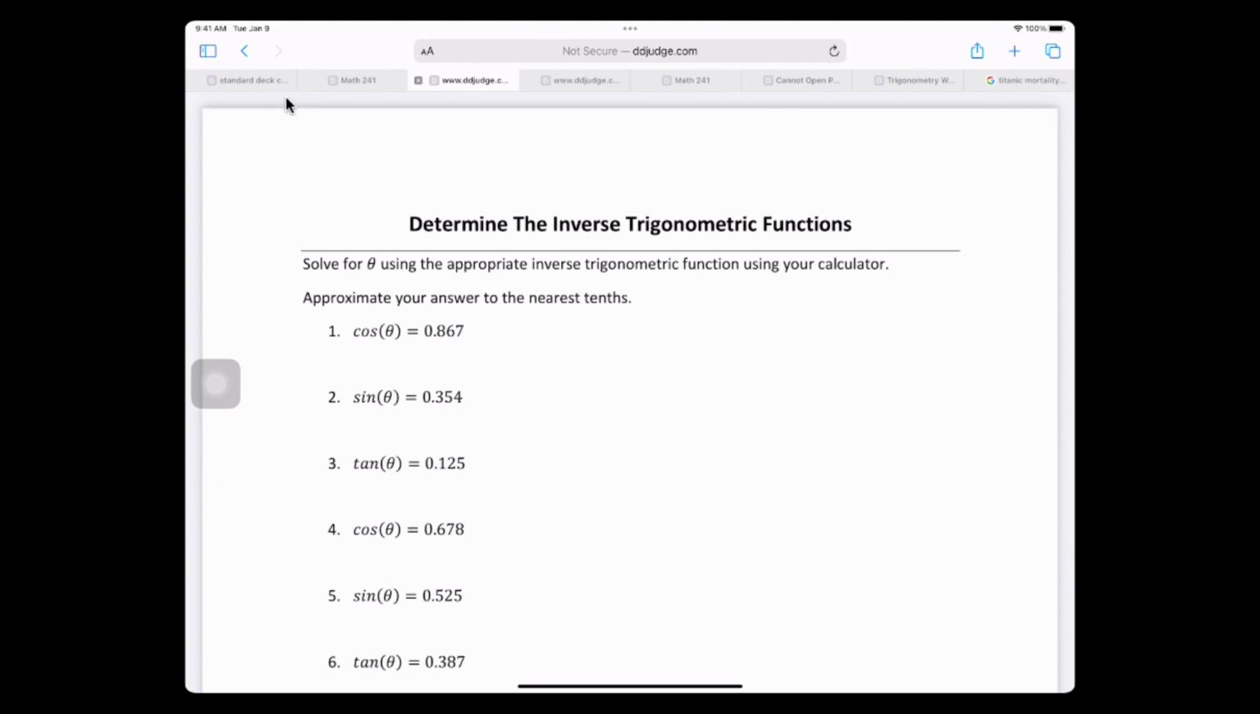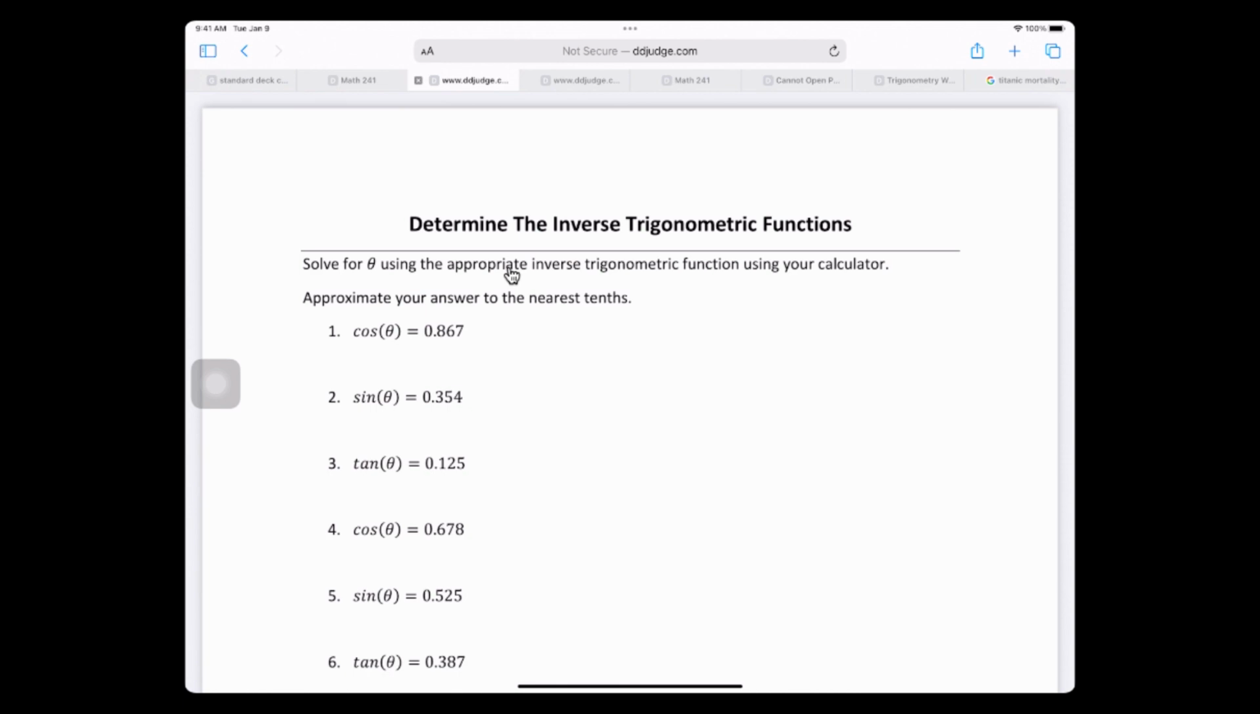So what I did yesterday, since I believe there are going to be people that need to know how to use your calculator. Remember, we have that S portion. We went over yesterday how to do that.